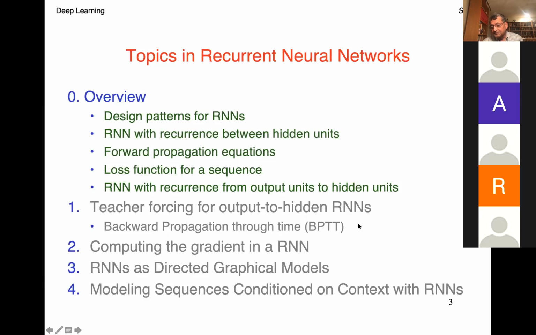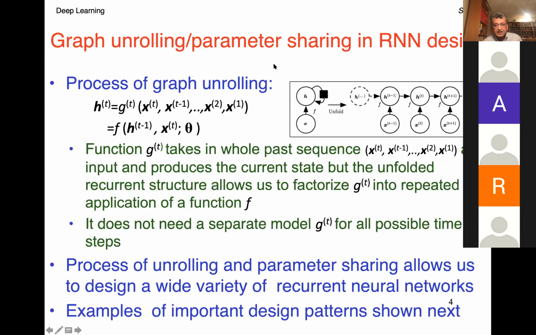And computing all the backprop with all of that, it's a specialized version of backpropagation. So this is backpropagation through time, called BPTT. As you can imagine, we're going to need that. Standard backprop is not going to work here because we're going to go through several stages. And then there are all these other topics: computing the gradient in an RNN, RNN as a directed graphical model. So an RNN itself can be thought of as a graphical model, for those of you familiar with that topic, which is about representing probability distributions for symbolic computing. And then modeling sequences conditioned on context with RNNs. So context is the big issue, with these latest attention models and so on. Before we get into the practicalities and talk about NLP, we also want to speak of context, and that idea is used there. All right, so again, graph unrolling, parameter sharing in RNN design.